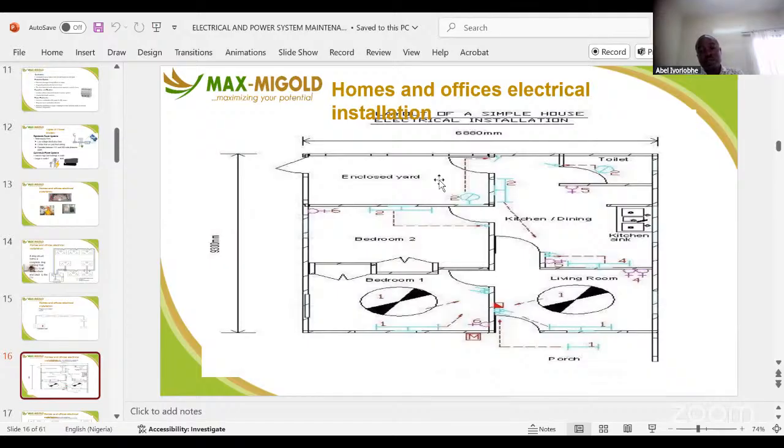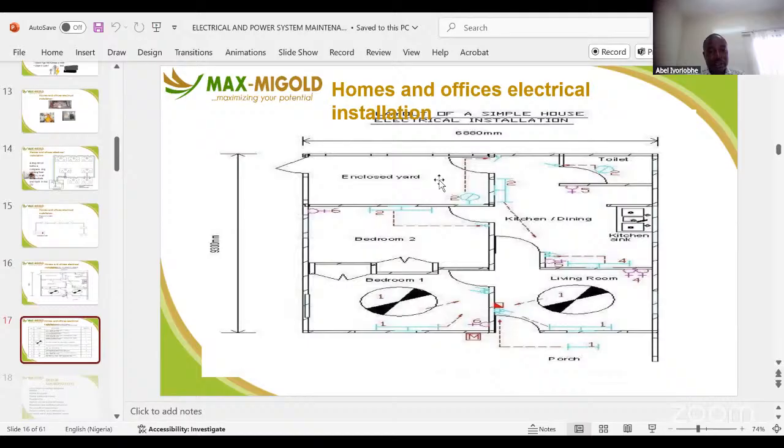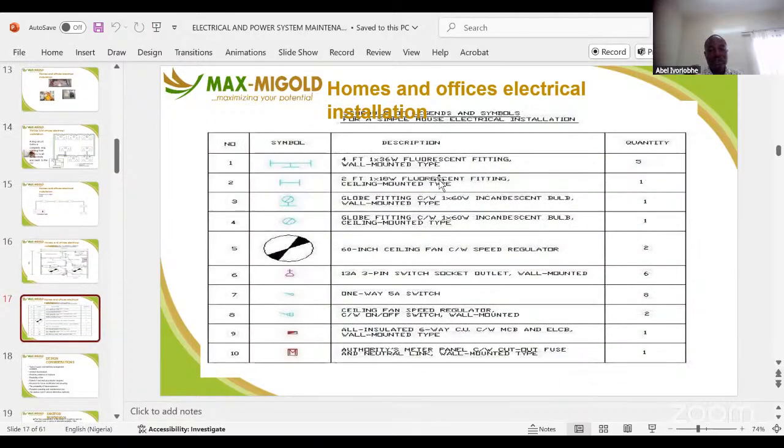Anything they tell you, you take. You ask questions: why is this thing here? Why is this thing there? With these symbols, you are able to understand how the electrical drawing operates. So these are the symbols as well as their descriptions. This is cellophane, this is a 4-foot bulb, this is 2-foot, and so on. And this is the CCU, consumer control unit, that's the meter.